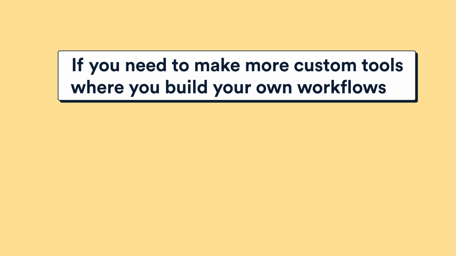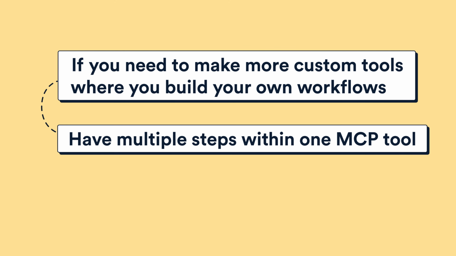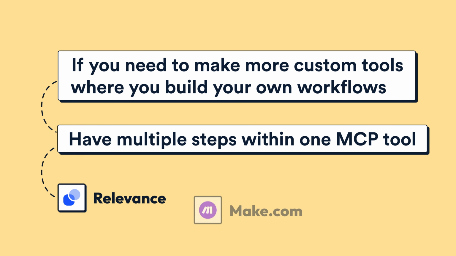Now, if you do need to make some more custom tools, where maybe you want to build your own workflows and have multiple steps within one MCP tool, that's where I'd be looking at either Relevance, Make, or n8n. It does take a little bit extra to set up, but then you have a lot more customizability and could potentially create some much more creative tools than simply calling different APIs.